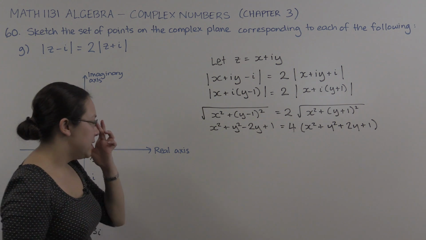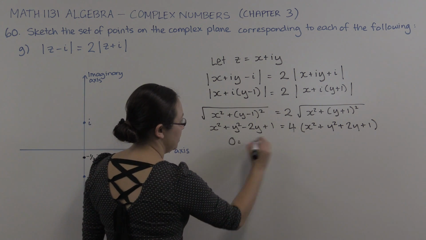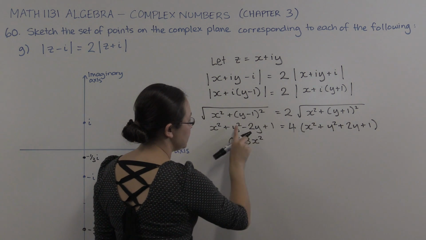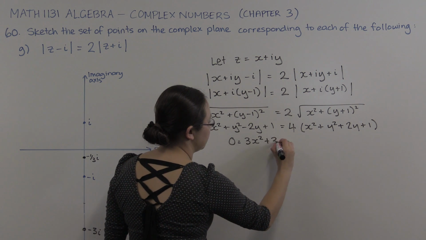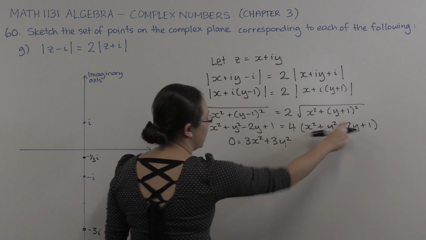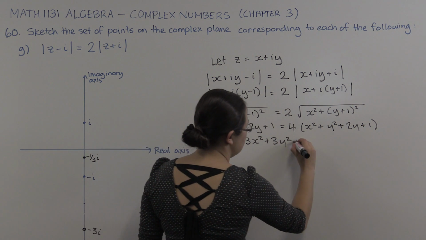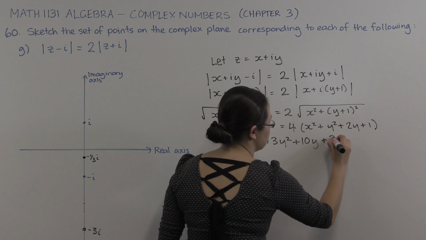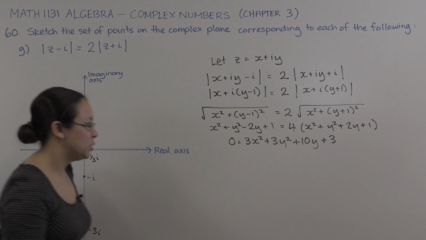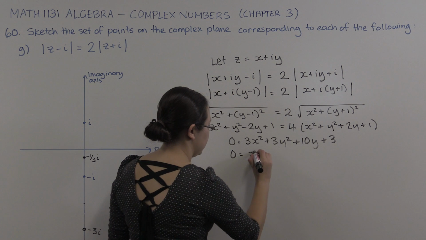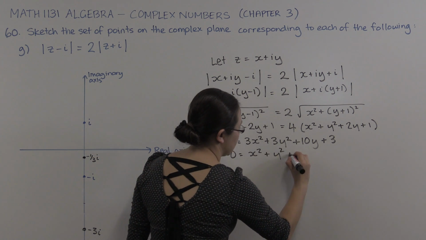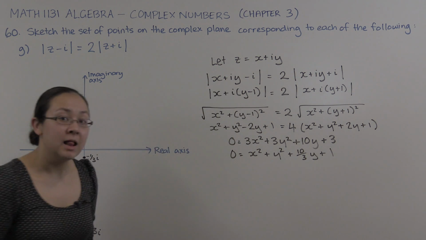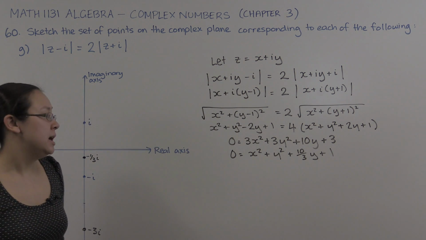If we collect everything all on one side, 4x squared minus an x squared gives me 3 of them. 4y squared minus a y squared gives me 3 of those. 8y plus the 2y is going to give me 10y. And 4 minus the 1 is going to give me a 3. Still pretty ugly. Let's divide out that 3. Even though I can't do 10 divided by 3 nicely, it still looks better. And you should recognize this as a circle.